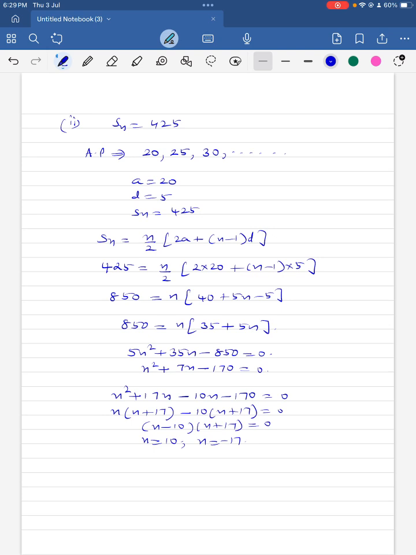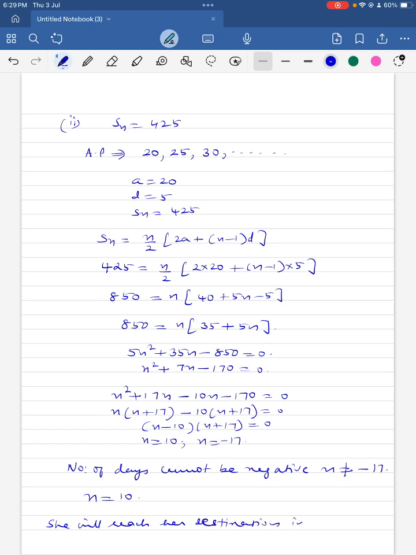Now, the number of days cannot be negative, right? So the number of days cannot be negative. Therefore, n is not equal to negative 17. So the value of n is 10. So she will reach her destination in 10 days.